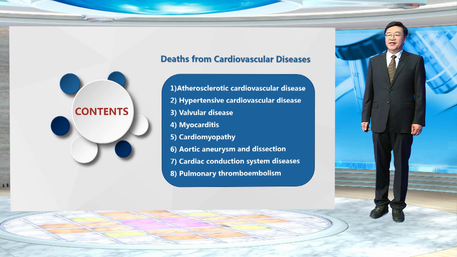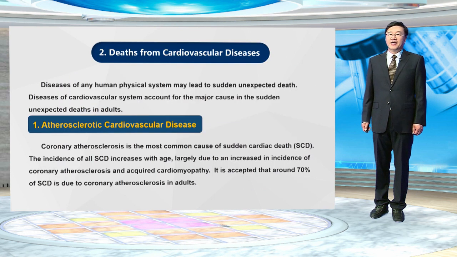The content of this lesson includes the following diseases: atherosclerotic cardiovascular diseases, hypertensive cardiovascular diseases, valvular diseases, myocarditis, cardiomyopathy, aortic aneurysm and dissection, cardiac conducting system diseases, and pulmonary thromboembolism. The diseases of the cardiovascular system account for a major cause of sudden unexpected death.